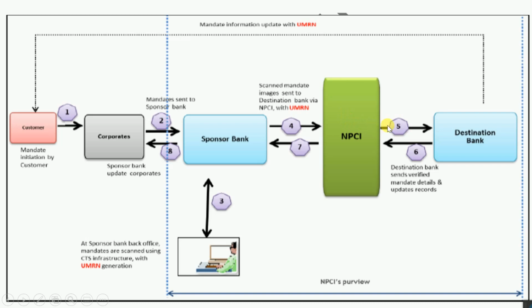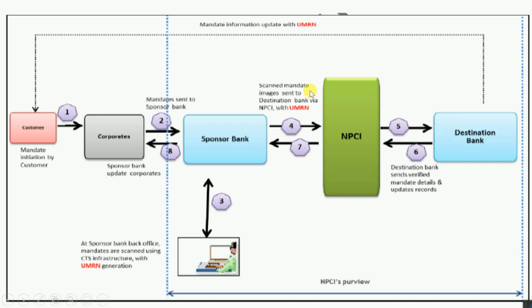Now NPCI sends these details to the destination bank. The destination bank is nothing but the RDFI, or the customer's bank. Once this happens, the destination bank informs the customer about the UMRN: that I have received a deduct request from the corporate XYZ, or telecom company XYZ, and they want to deduct the money from your bank account on the 10th of every month.